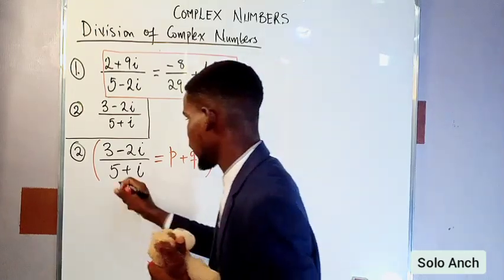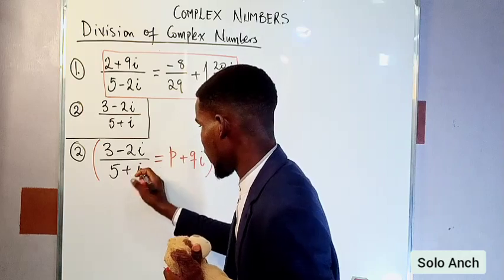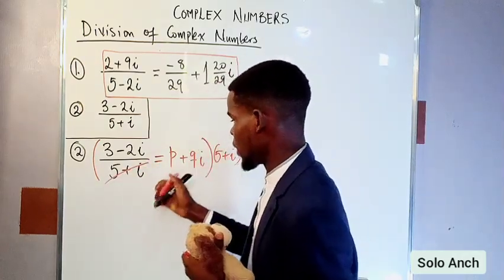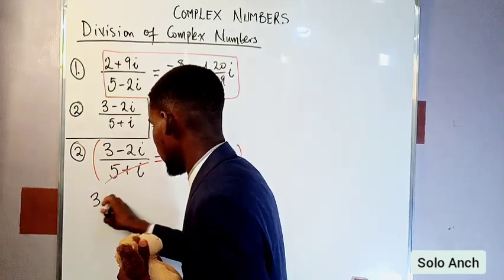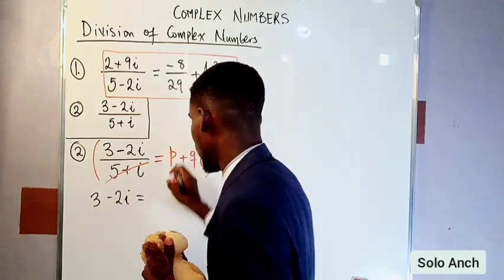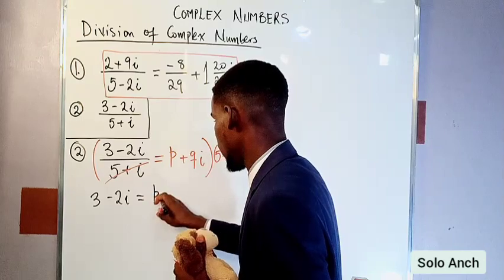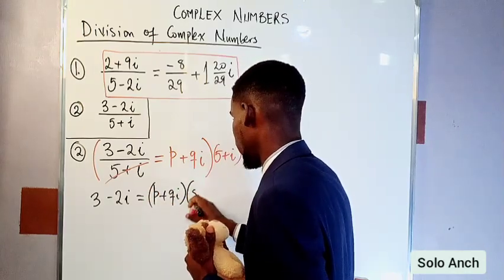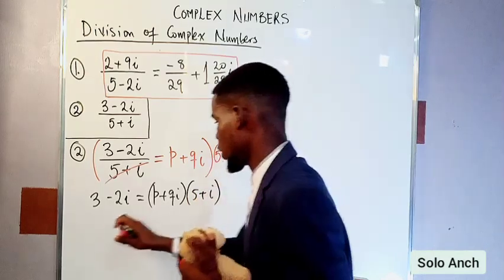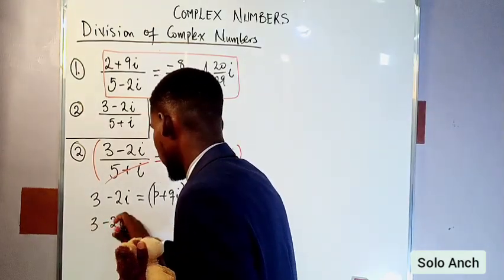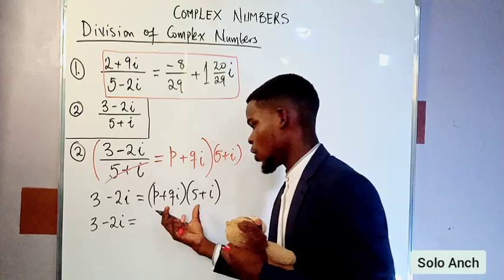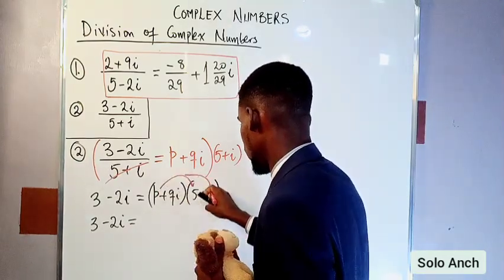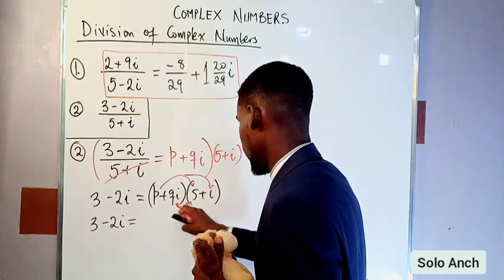Okay, this will cancel out with that, and then this will be multiplied by this. So we're going to have 3 minus 2i equal to, I'm just going to put this down as P plus Qi, then we multiply it with 5 plus i. So this is 3 minus 2i. We equate it to, we are going to expand this bracket here. So you use this P, distribute, and then this part, and then that.